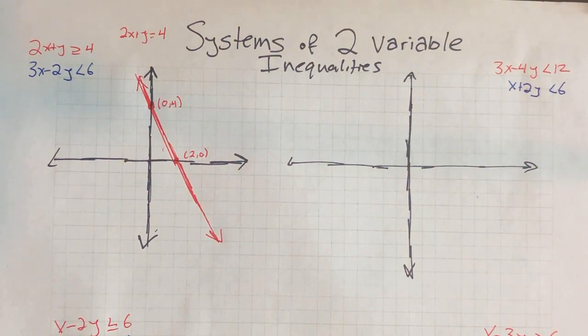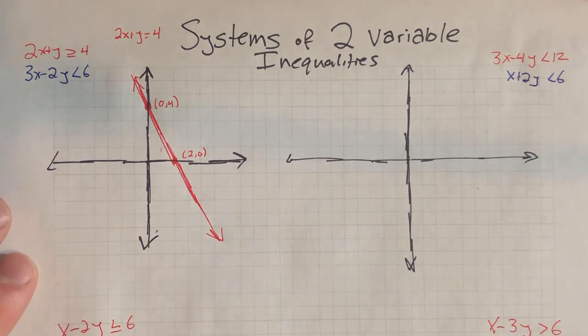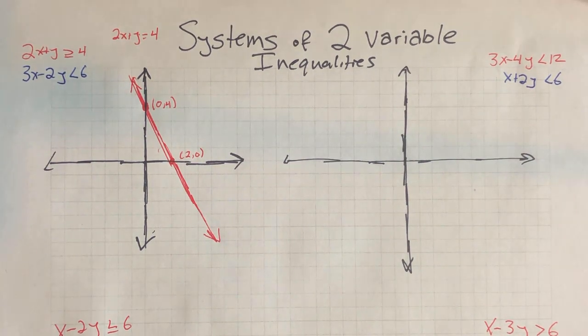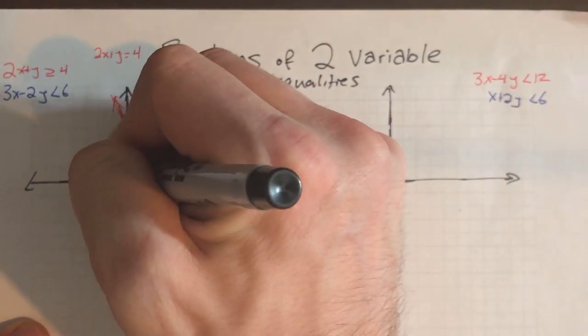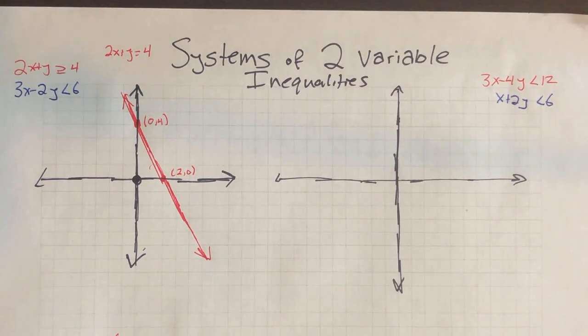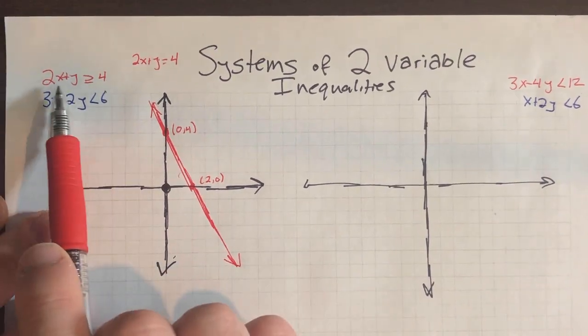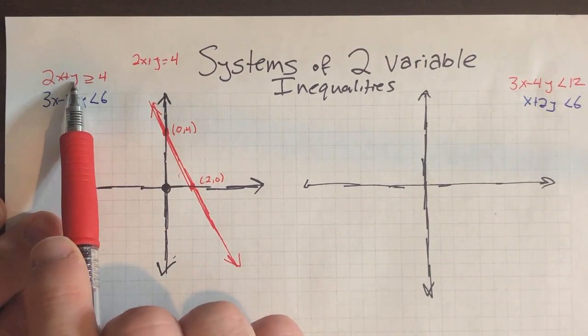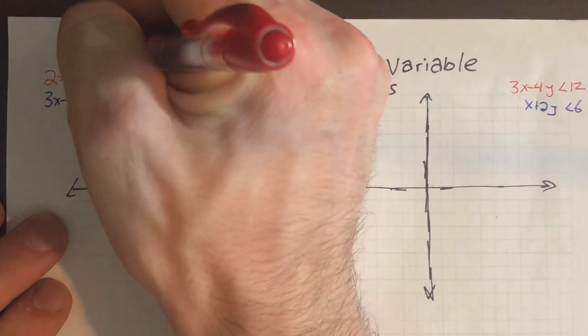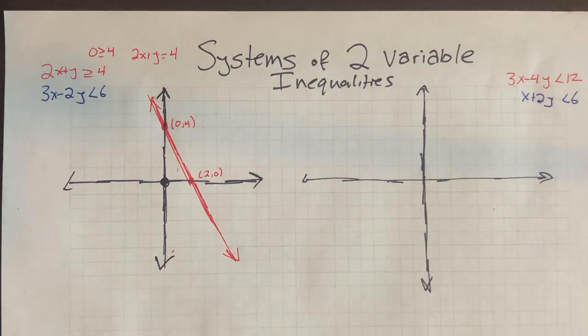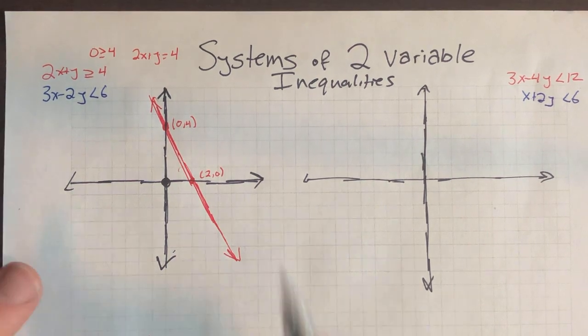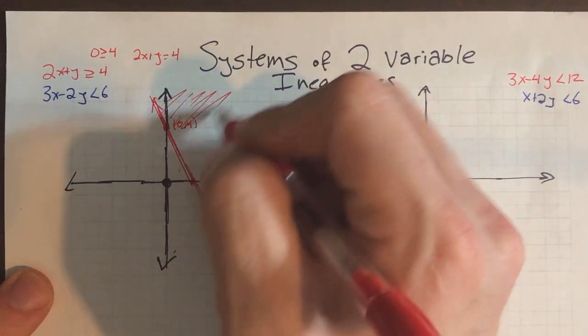You got to get it going as far as you can. There's my line. Okay. Now, my next step is going to be to choose a test point. And remember, we're not going to be a hero. We're going to choose (0, 0). Okay, so now we're going to plug in and ask ourselves, does 0 make the original inequality true or false? So if I plug in 0, I get 0 plus 0. So I've got to ask myself, is 0 greater than or equal to 4? No, it's not. 0 is less than 4. So that means I'm going to shade on the opposite side.